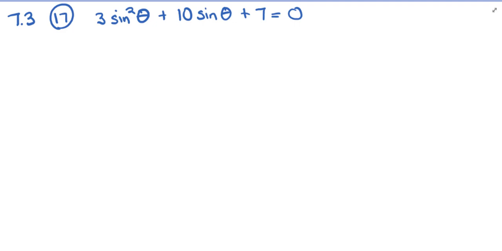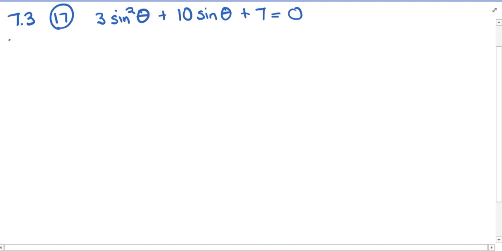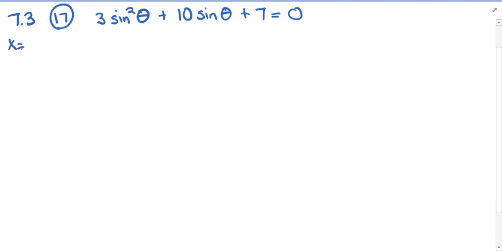And so I am going to let x equal this piece with my middle term, so sine theta. And I'm going to rewrite it as 3x squared plus 10x plus 7 equals 0. So I'm going to factor this trinomial.